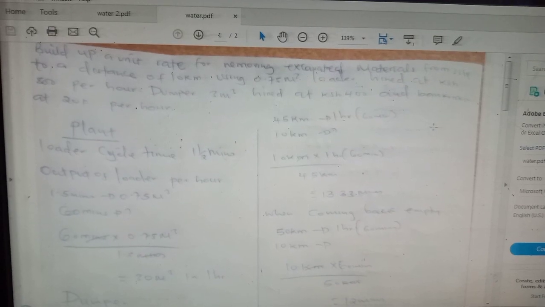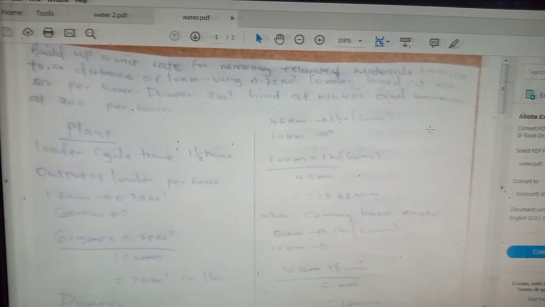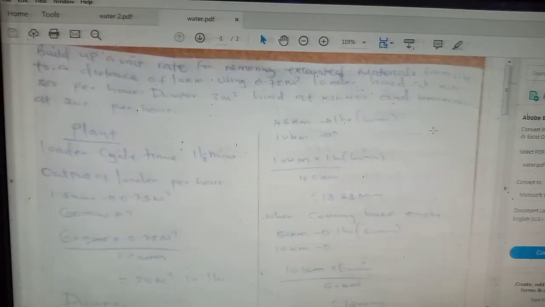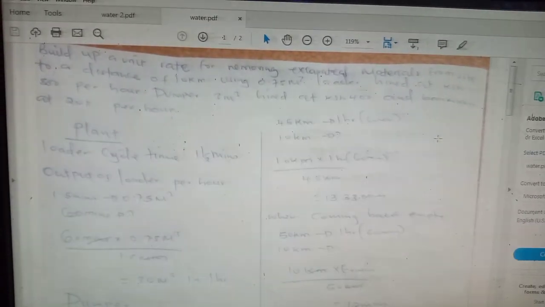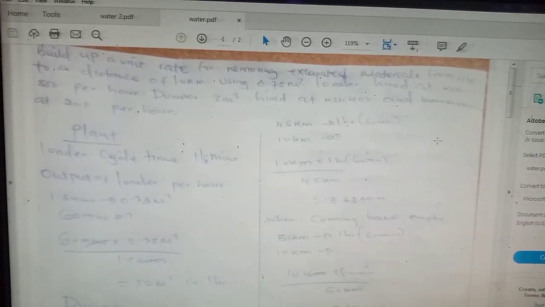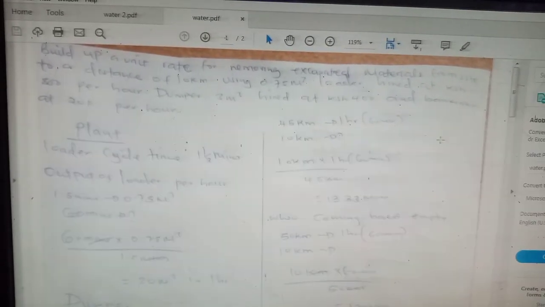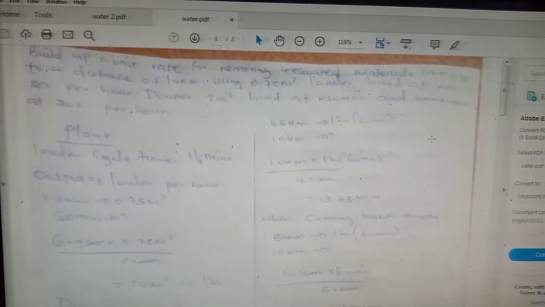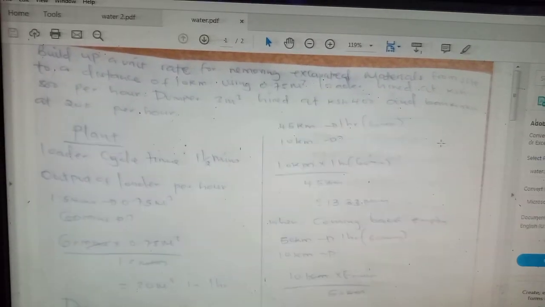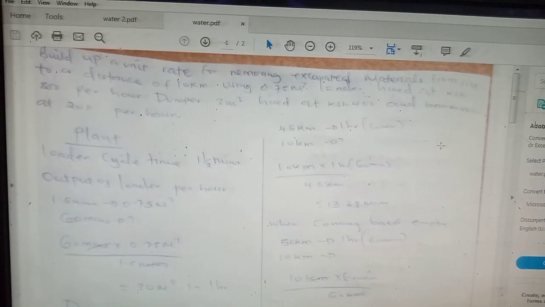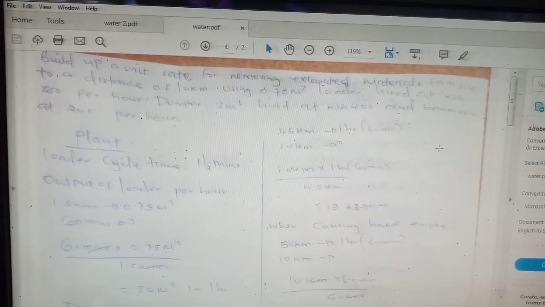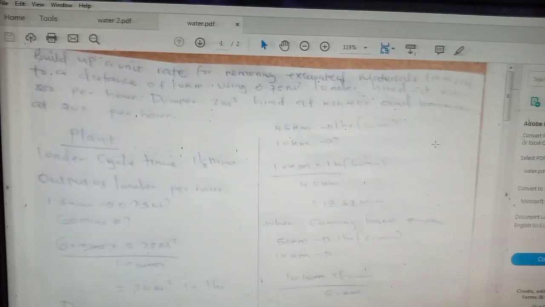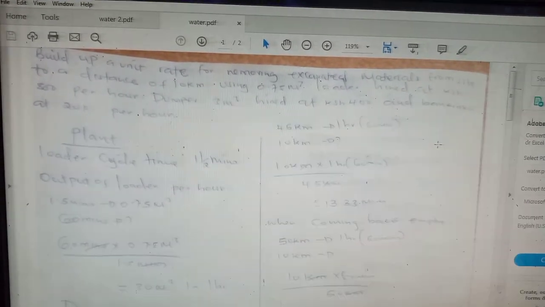We want to get the rate of removing excavated materials. Remember, when you want to remove excavated materials, you have to have plant like a damper. What is a damper? A damper is like a lorry which is going to transport the excavated materials away from the site to the place where they are required to be dumped. Then a loader is the one which will fill the damper with the excavated materials.